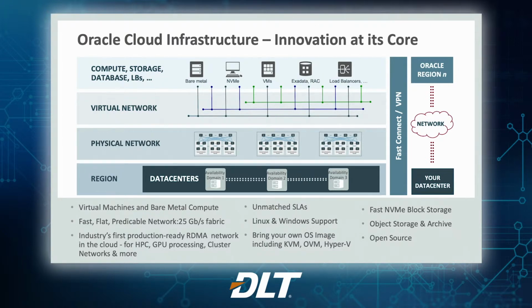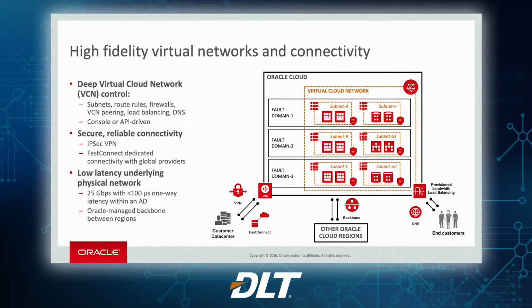So that means dedicated, consistent performance. And that's the kind of performance that we need to start moving the enterprise workloads. So let's take a quick look at a virtual cloud network. Again, a virtual cloud network is made up of subnets where we would define our route rules, how we route traffic between the subnets, our firewalls, our VCN peering, load balancing.